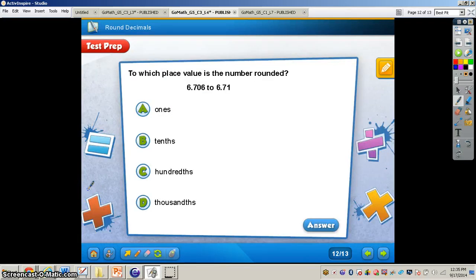Okay, let's take a look at this test prep problem. To which place value is the number rounded? I want you to work this problem out at your seat. When you're finished you can press play. I will have the answer for you. So pause the video now.